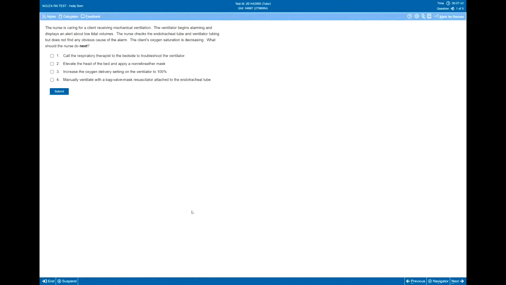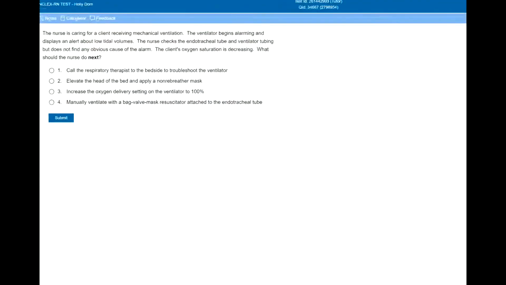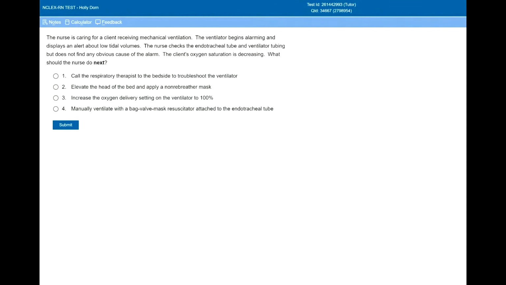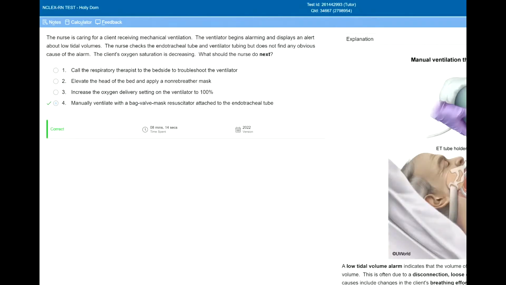The first option we have here is calling the respiratory therapist for help and hoping they take care of it. Secondly, we have sitting up our client and providing oxygen through a mask on the face. Next, we have adjusting ventilator settings. And lastly, we have disconnecting the machine and manually providing oxygen through the ET tube. Based on what we talked about earlier, I am going to pick my answer and hit submit.